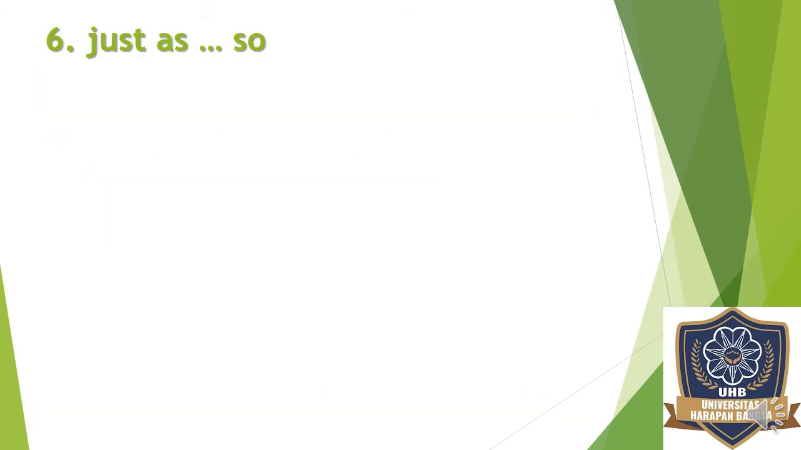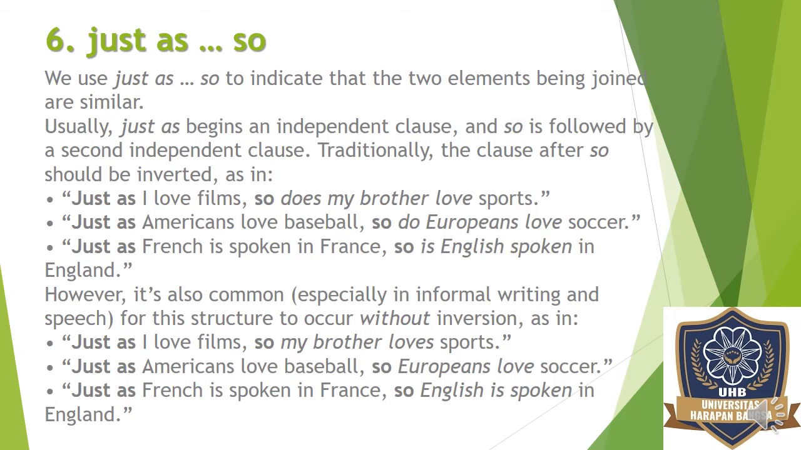Number 6. Just as so. We use just as so to indicate that the two elements being joined are similar. Usually, just as begins an independent clause and so is followed by a second independent clause. Traditionally, the clause after so should be inverted. Remember, inverted, terbalik. As in, just as I love films, so does my brother love sport.